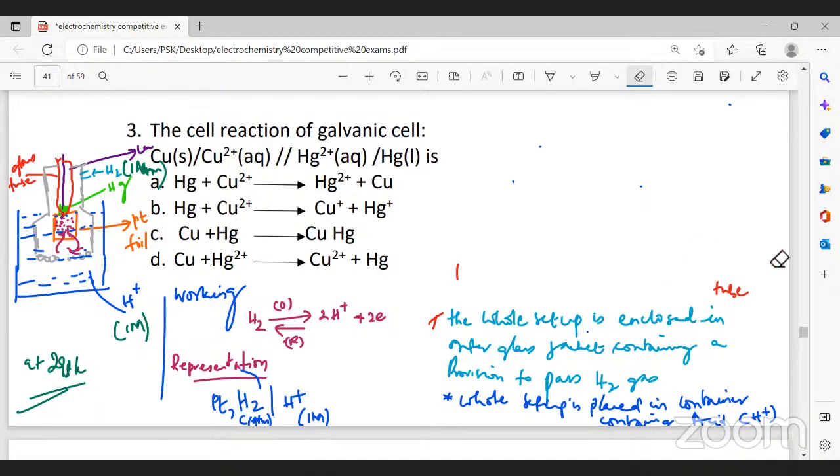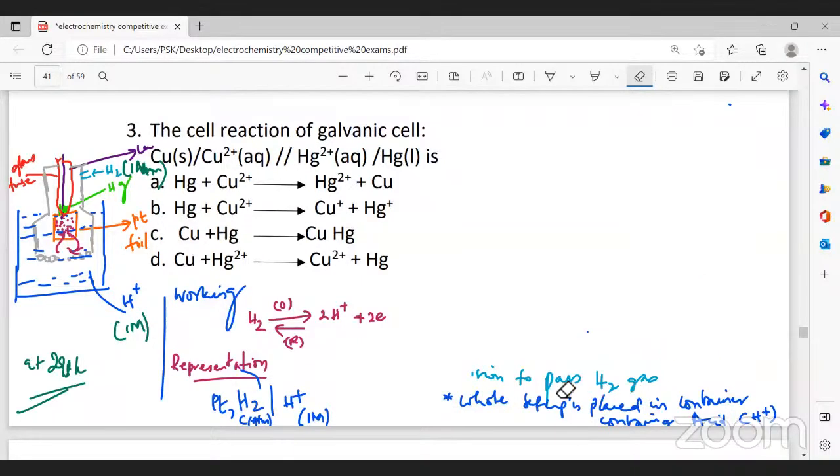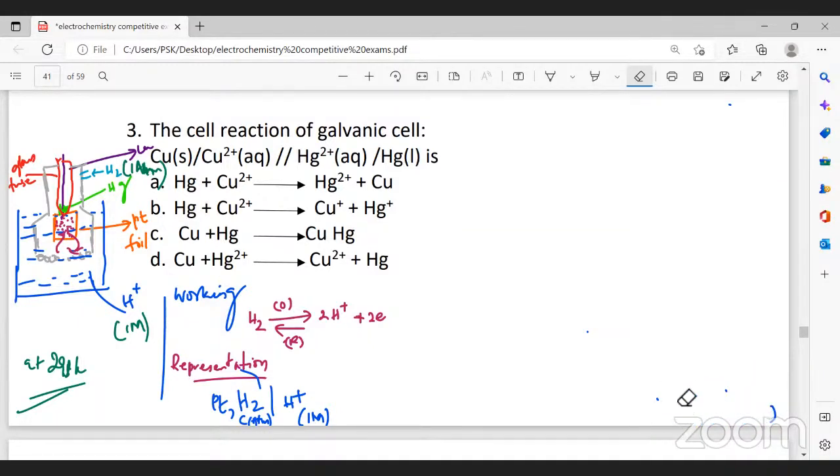Now, what is the use of this hydrogen electrode? Using the hydrogen electrode, we can determine the potentials of unknown electrodes. What do you mean by that? You can determine the potential of the unknown electrode. Now just pay attention. Very simple. I'm going to teach you very fast.